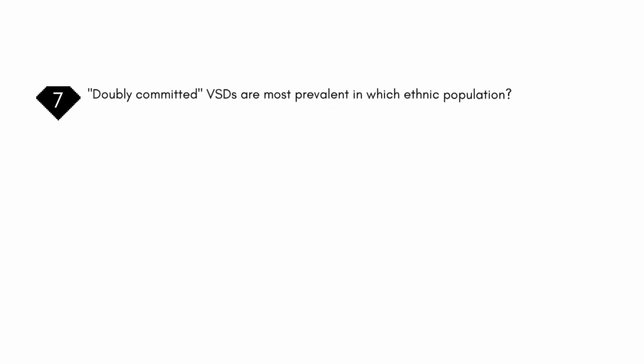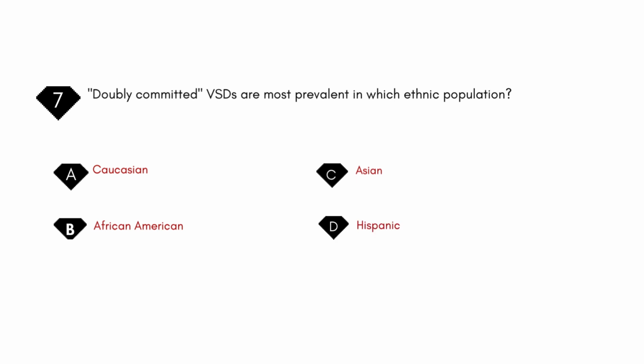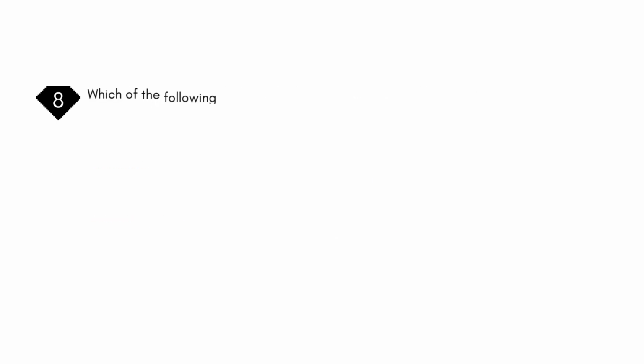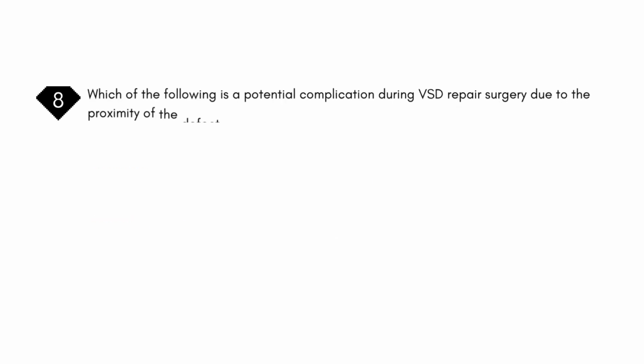Doubly committed VSDs are most prevalent in which ethnic population? A. Caucasian. B. African American. C. Asian. D. Hispanic. Answer: C. Asian.